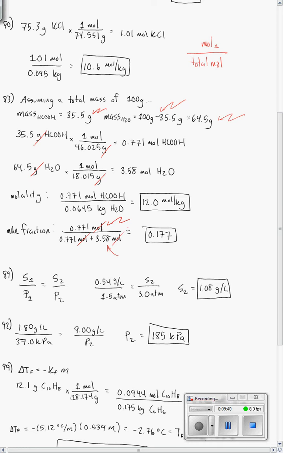For calculating molality, we have the same thing in the numerator, our moles of formic acid. And in our denominator, we want kilograms of our solvent, our H2O. Because back in the beginning of the problem, when we assumed we had 100 grams total, this leads us to having 64.5 grams of water. There are 1,000 grams in a kilogram, so that's the same thing as saying we have 0.0645 kilograms of water. If you divide our moles of formic acid by our kilograms of water, that yields a molality of 12.0 moles per kilogram.